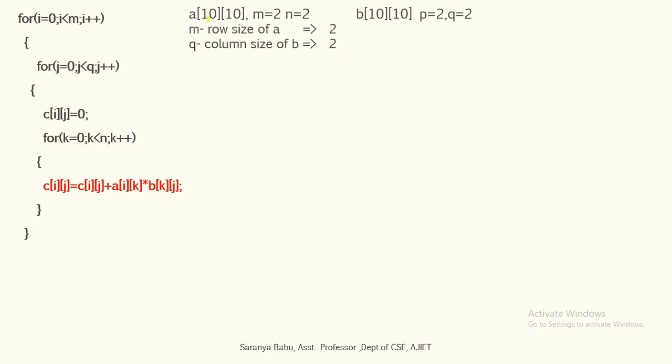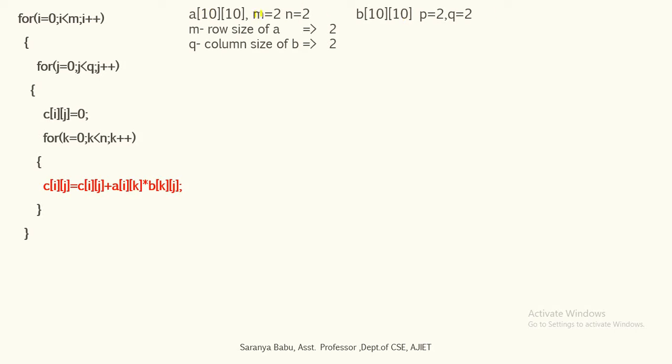Now let us take one example and process this loop we have written. Say, for example, we have used the two matrices A and B with the maximum order of these as 10 cross 10.